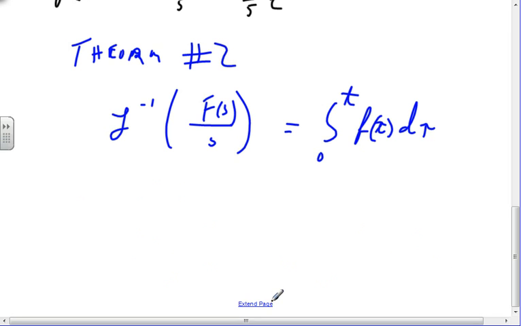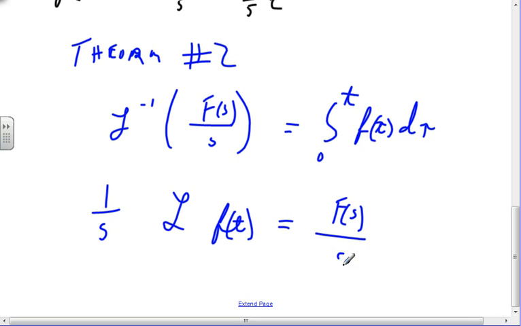Well, I don't see how we can possibly do that. I don't see how that's possible. Okay, let's look at the other one. The Laplace transform, 1 over s. The Laplace transform of f of t is equal to f of s over s.